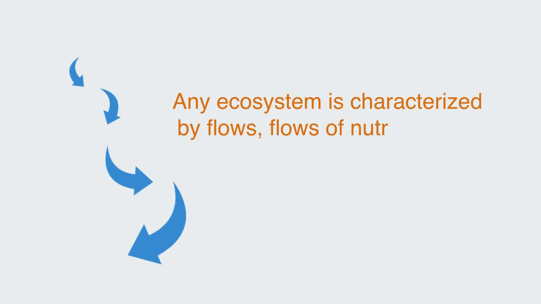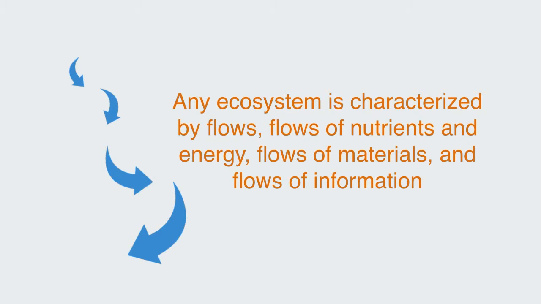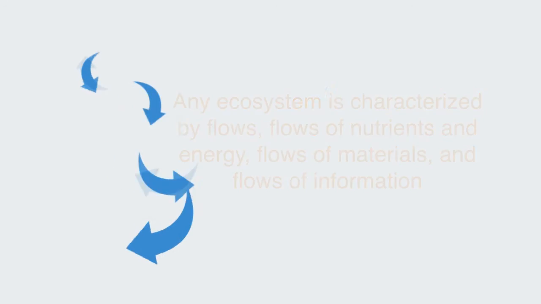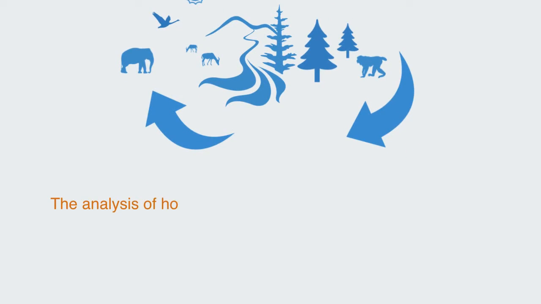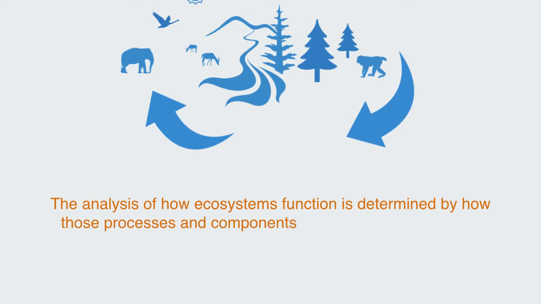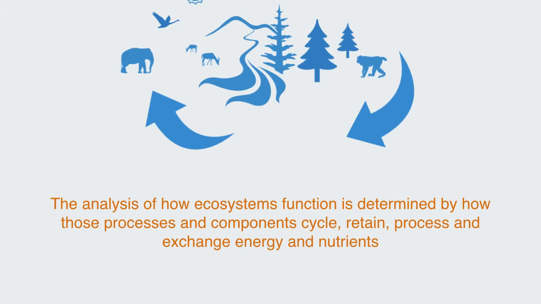An ecosystem is characterized by flows of nutrients and energy, flows of material, and flows of information. It is such flows that provide the interconnections between the parts and transform the community from a random collection of species into an integrated whole, an ecosystem in which biotic and abiotic parts are interdependent and fit together. The analysis of how ecosystems function is determined by how these processes and components cycle, retain, transform, and exchange energy and nutrients. Systems ecology typically involves the application of computer models that track the flow of energy and materials and predict the responses of the system to perturbations.